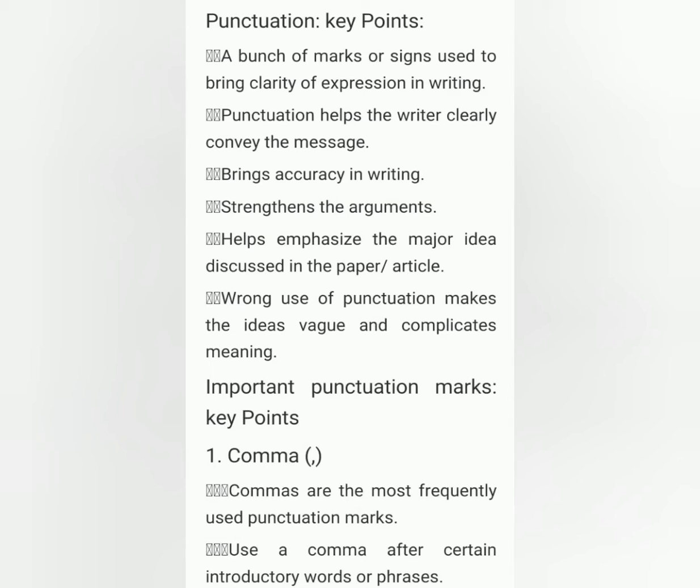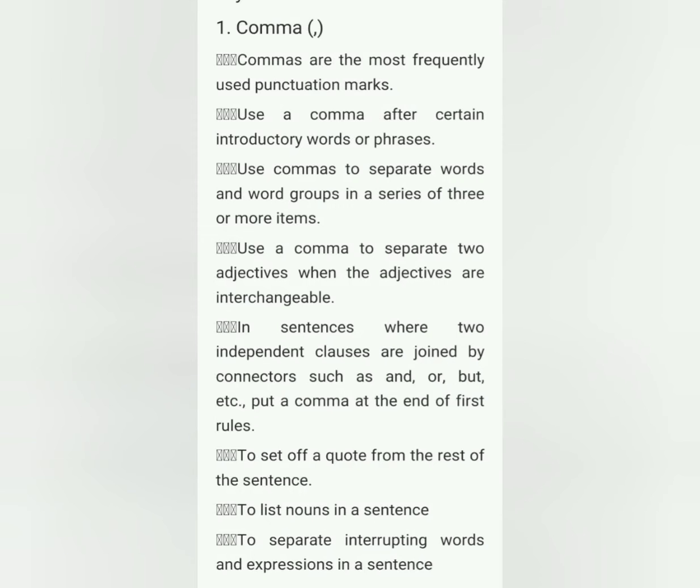Wrong use of punctuation is often looked at as a sign of imperfect education, so give special attention to punctuation marks. The first one is a comma, then colon, semicolon, period, brackets, parenthesis, dash, hyphen, and quotation marks. These are the main punctuation marks in academic writing. Okay, first one is a comma.